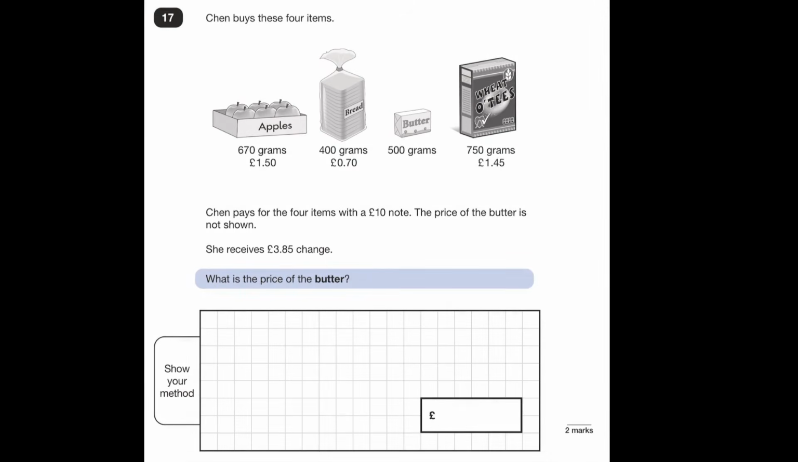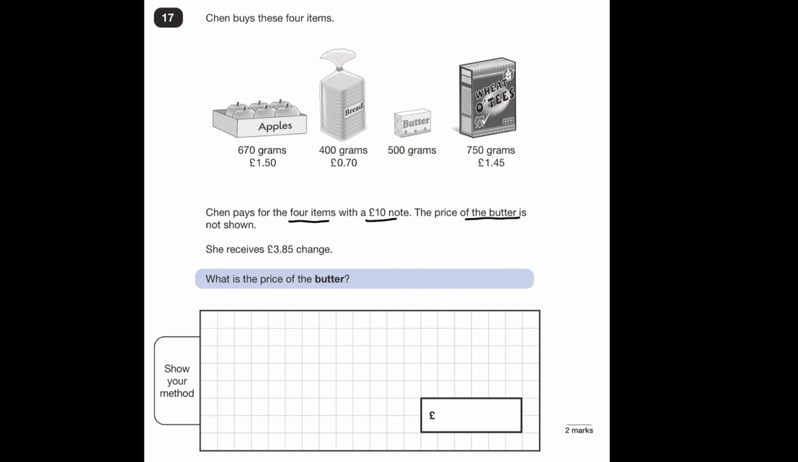Chen buys these 4 items: apples, bread, butter, and Wheaties. Chen pays for the 4 items with a £10 note. The price of the butter is not shown. She receives £3.85 change. What is the price of butter? So we're going to do this one together, and then you're going to have a go at a similar one on your own.